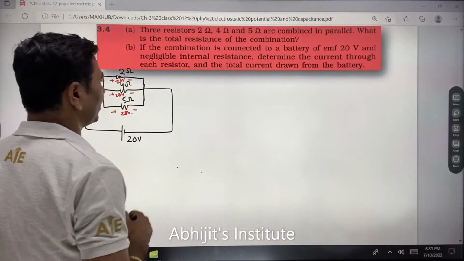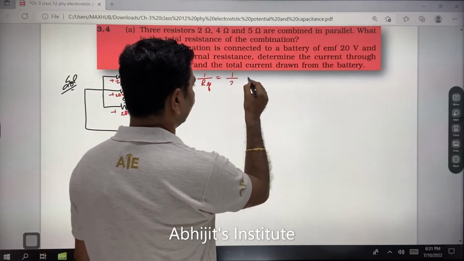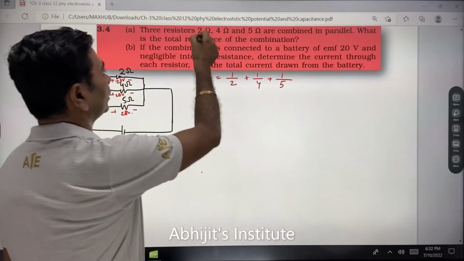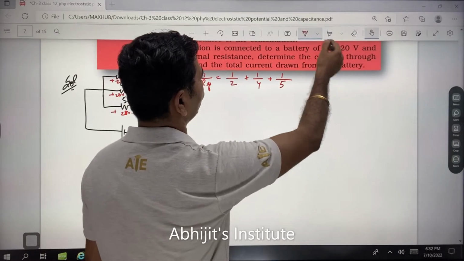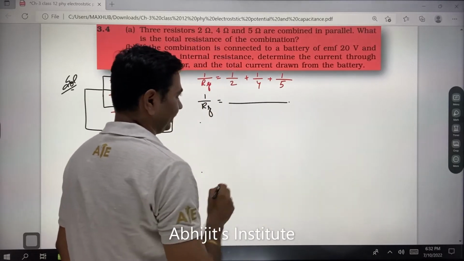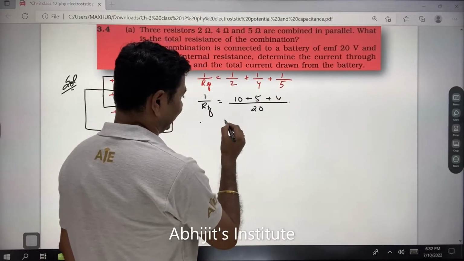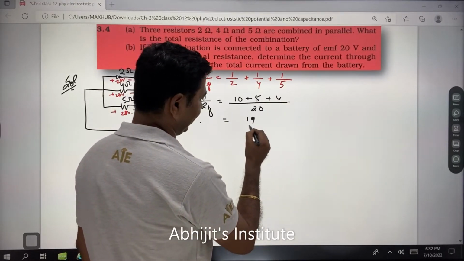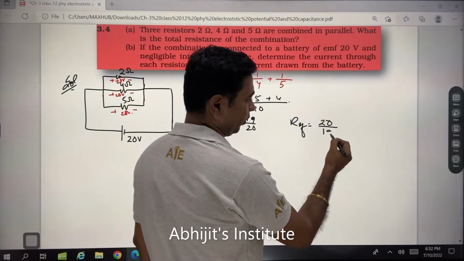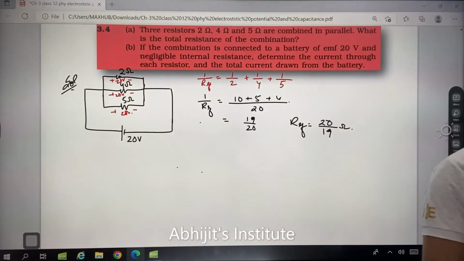Now, the first part he is asking about R equivalent. So 1 by R equivalent is equal to 1 by 2 plus 1 by 4 plus 1 by 5, right? So solve it. Take the LCM, and the LCM is 20. So this will become 10, this will become 5, and this will become 4. That gives 10 plus 5 plus 4, that is 19 by 20, and your R equivalent is the reciprocal of it, that is 20 by 19 ohms. So this is my R equivalent if they are connected in parallel.